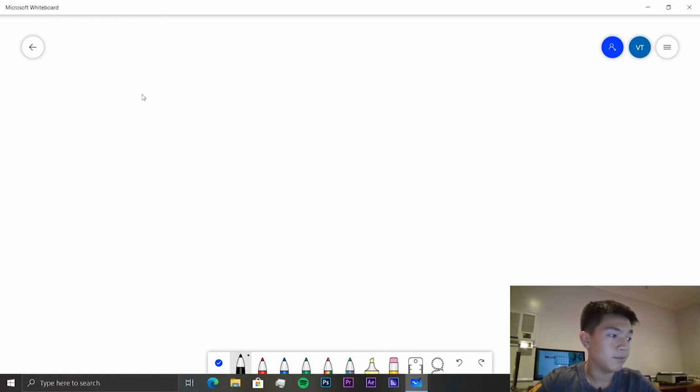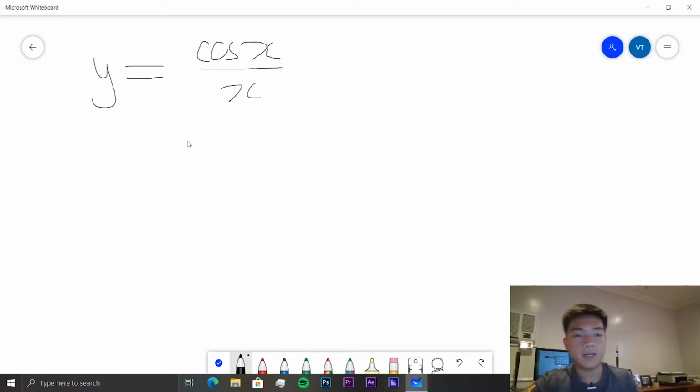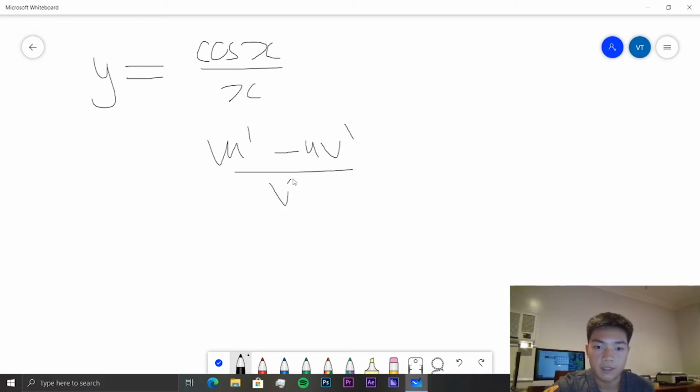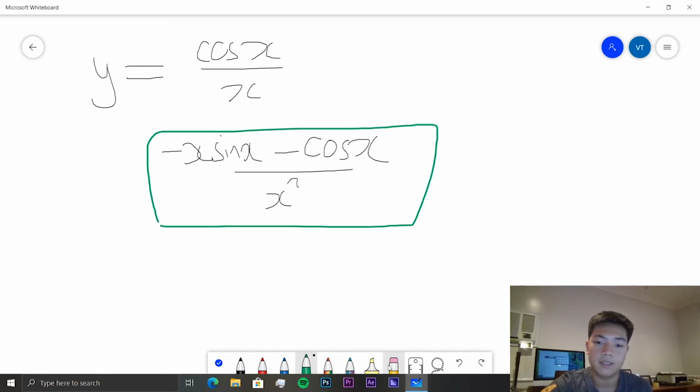Next, we have y is equal to cosine of x divided by x. So we can use quotient rule for this. So we have vu prime minus uv prime over v squared. So v times u prime is negative x sine x, since the derivative of cosine x is negative sine x, minus uv prime, which is minus cosine x, over v squared. So this is negative x sine x minus cosine x over x squared. So yeah, that was it, and on to the next one.